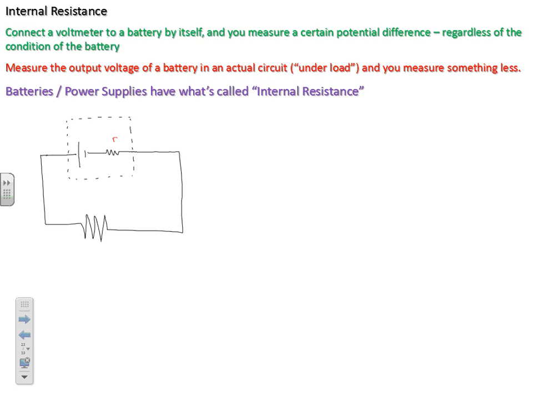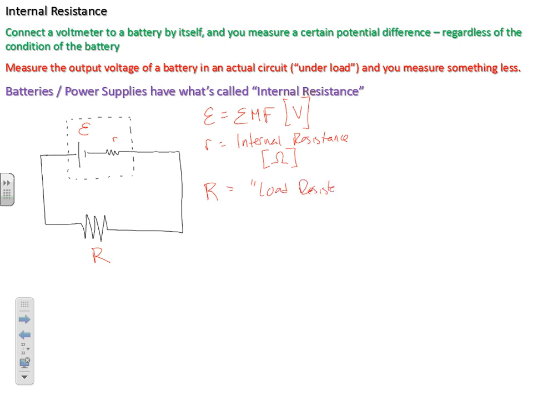A couple of things we talk about also. The battery itself has what's called an EMF, or electromotive force. It's a voltage, a potential difference. We measure it in volts. I'll put that in square brackets for units. Lowercase r is what we call internal resistance, measured in ohms. This capital R here, which doesn't have to be one resistor, it could be any number of actual resistors, is what we call the load resistance, also measured in ohms.